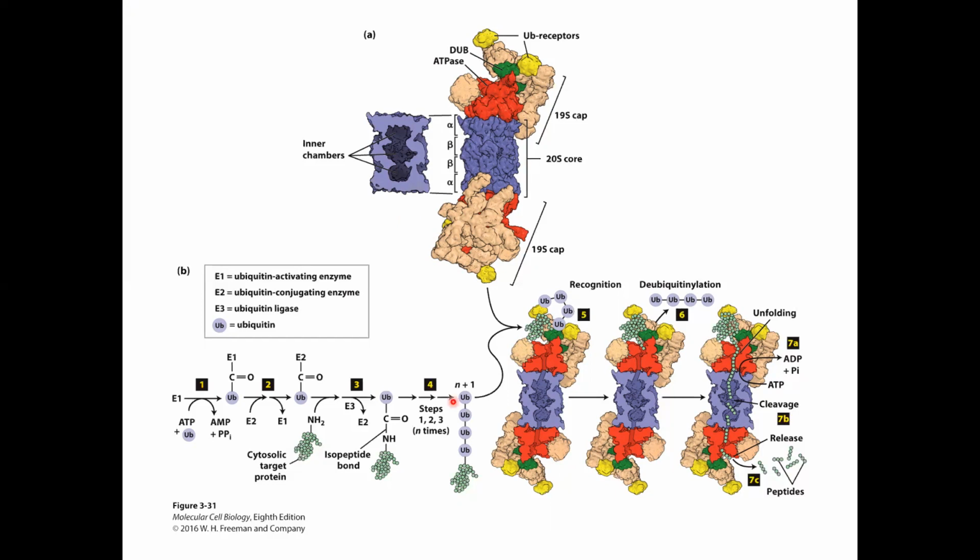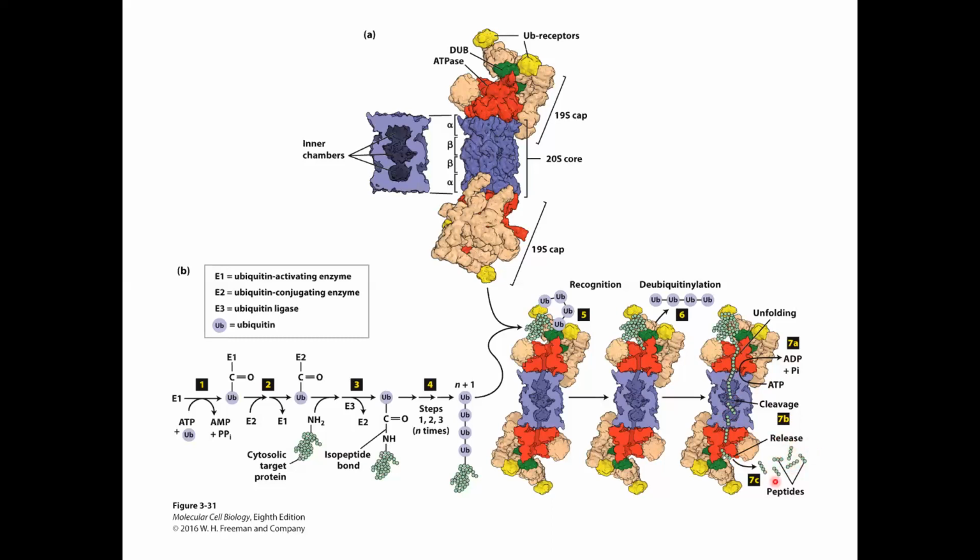So we have our target protein, we have a chain of ubiquitins. In this cap are the proteins that recognize the ubiquitin chain. Once we recognize that chain, we can free the ubiquitin from it, and we have the proteins that act as a machinery to start unwinding the protein, feeding it single file into the interior, where it can then be cleaved by the proteases into these short peptides.